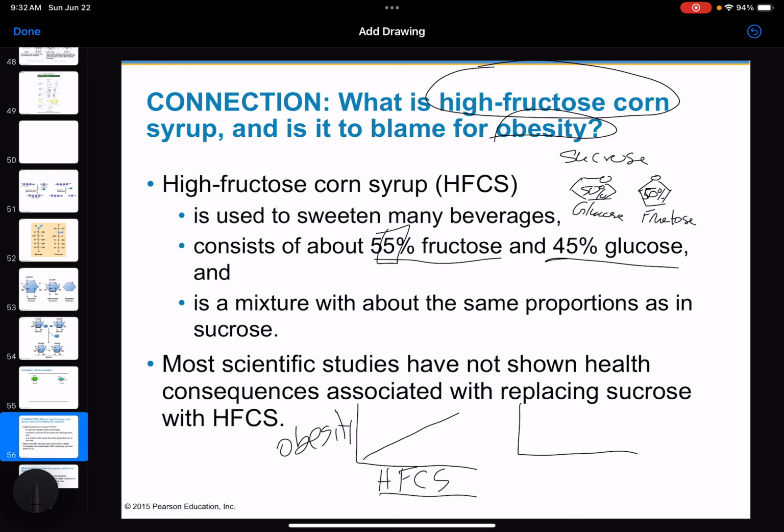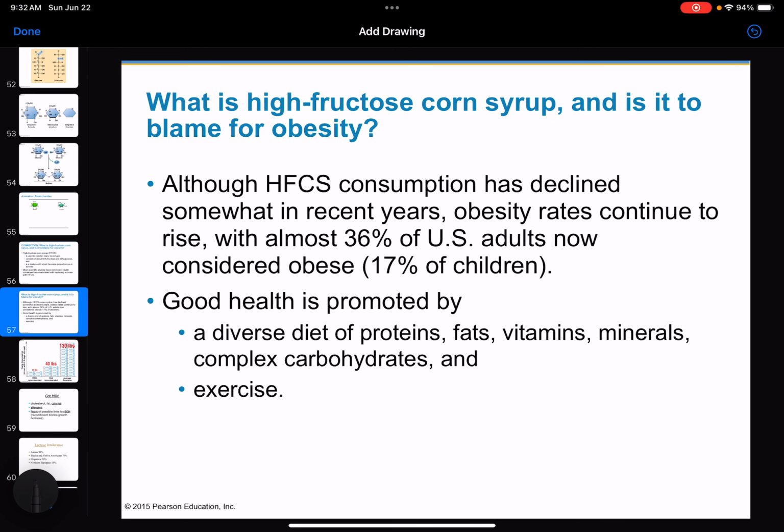So I think what that tells us is okay, obesity is affected by other things, not necessarily just high fructose corn syrup. I'm sure high fructose corn syrup is a problem, but it's not the only problem, and it doesn't seem to be the most important problem because obesity is still going up. So I think we all understand that obesity is a complex phenomenon, right? The U.S.